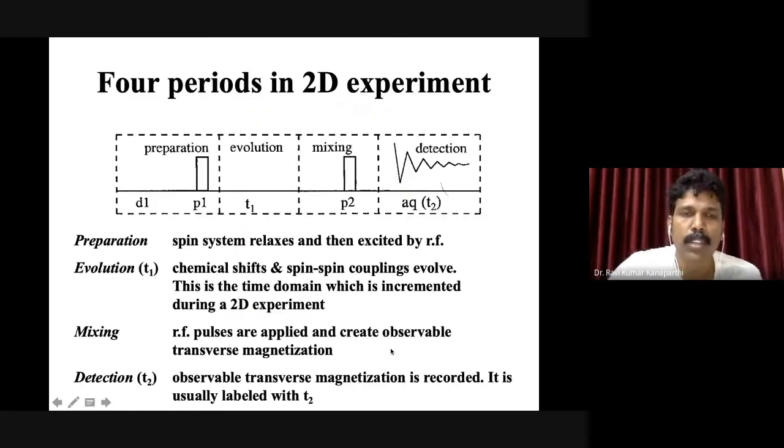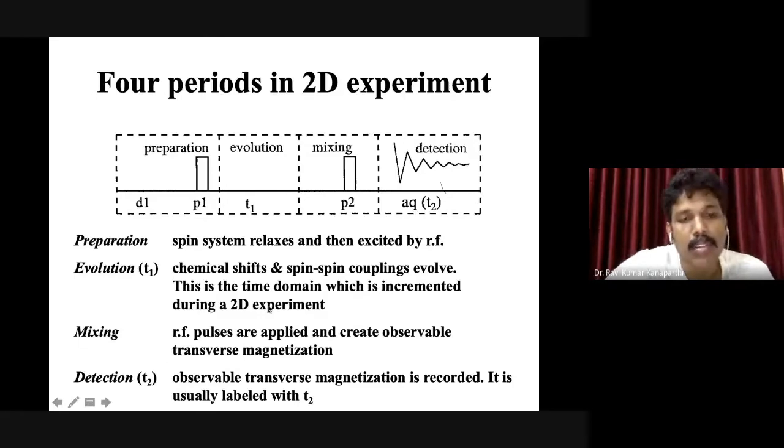However, a two-dimensional experiment is slightly different and slightly more complicated. There are four steps involved in the 2D NMR experiment. The first and foremost is the preparation, which is exactly the same as in one-dimensional NMR measurement. Initially the spins are in the relaxed state, and they will be excited. Then the chemical shift and the spin couplings evolve. That is the evolution.